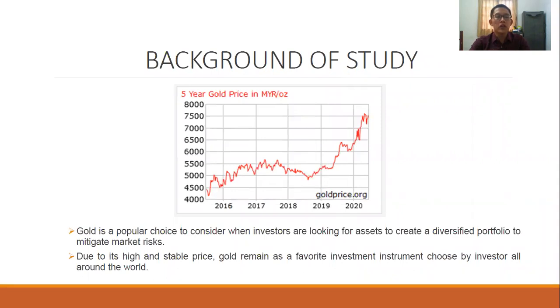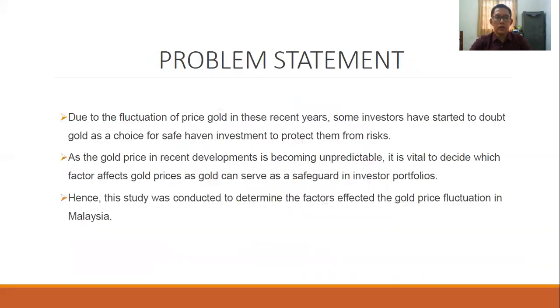Background of the study. Gold is a popular choice to consider when investors are looking for assets to create a diversified portfolio to mitigate market risk. Due to its high and stable price, gold remains a favorite investment instrument chosen by investors all around the world. As we can see from the graph in the slide, in the recent 5 years, the pattern of the gold price is increasing. Unfortunately, during 2017, the price of gold dropped a little bit.